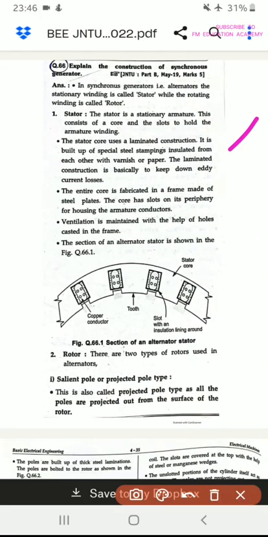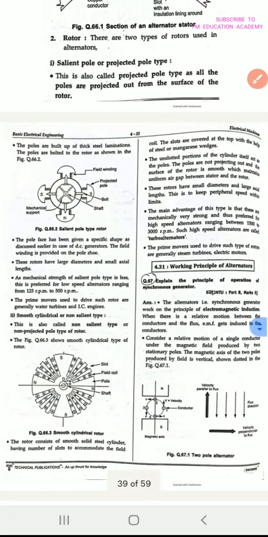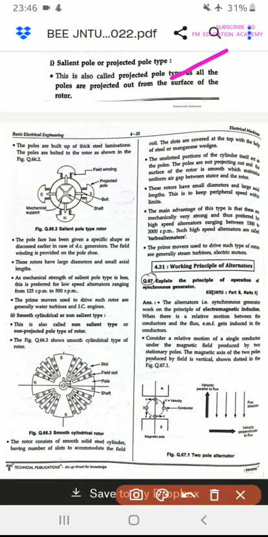You had to explain what is stator, then you had to explain what is rotor. You know, in a synchronous generator we have 2 types of rotor: salient pole, projected pole type, and non-salient pole. 2 types we have and you have explained both of them.